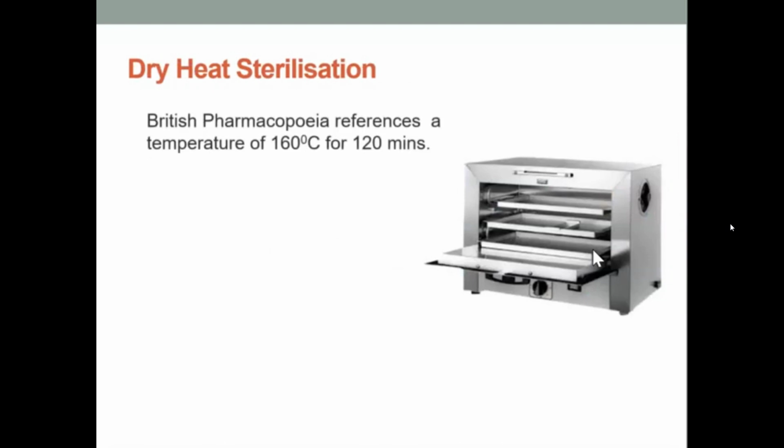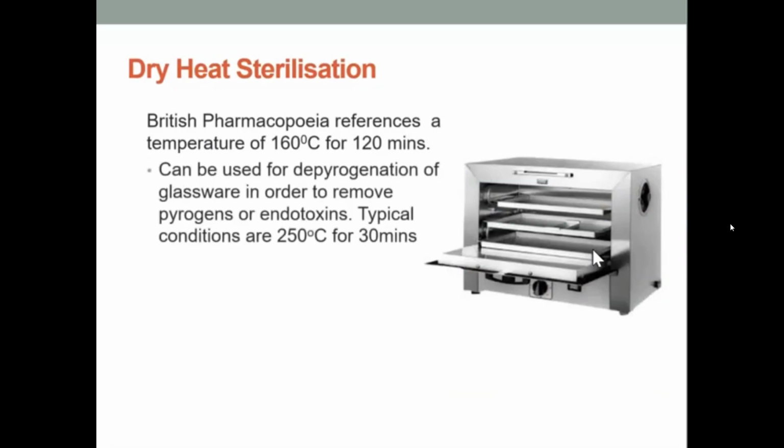Dry heat sterilisation. The British Pharmacopoeia references a temperature of 160 degrees Celsius for 120 minutes. That can be generally used for depyrogenation of glassware in order to remove pyrogens and endotoxins. Typically, the conditions are 250 degrees C for 30 minutes. That gives you a quicker turnover of equipment.